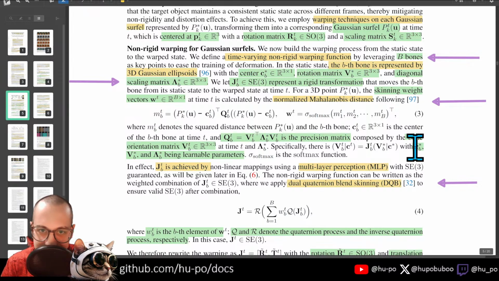And C, which is the center of the bone, V, which is the rotation of the bone, and lambda, which is the scaling of the bone, are learnable parameters. So these little bones, you can basically think of them like little Gaussians.